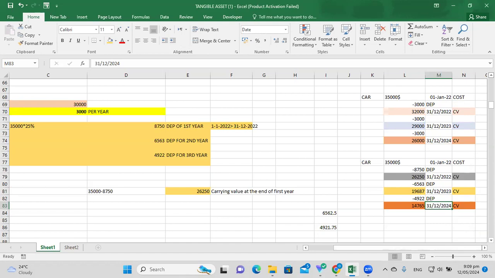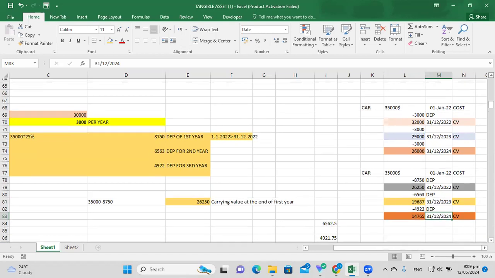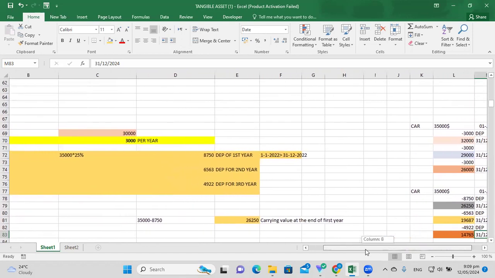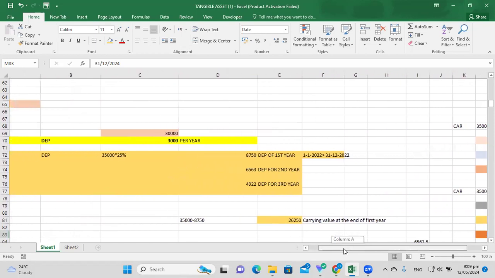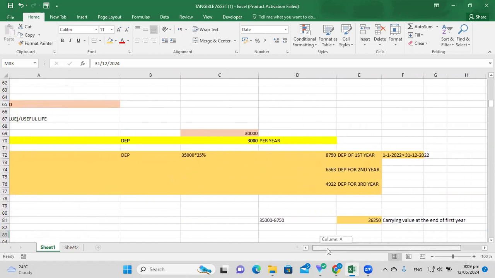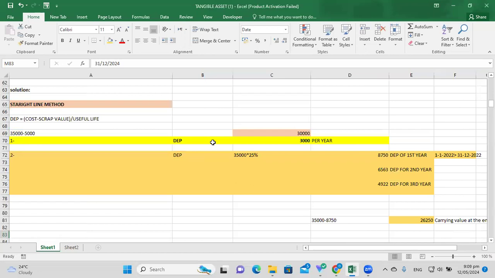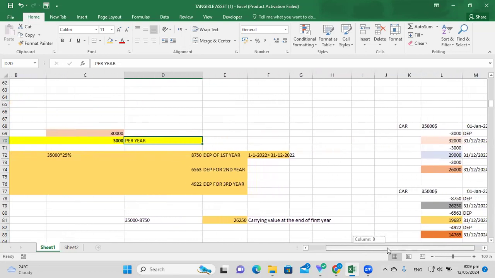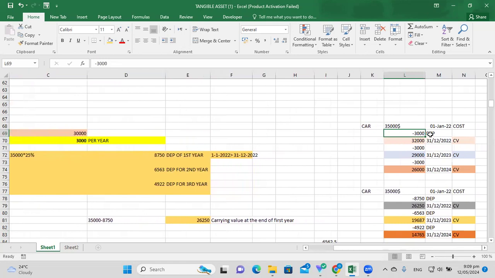Okay, so our first method was straight line method, and our second method was reducing balance method, right? In our first method, we saw that our depreciation was 3000 per year when we used straight line method, right? So I asked you, what was the carrying value of our asset at the end of first year using the straight line?